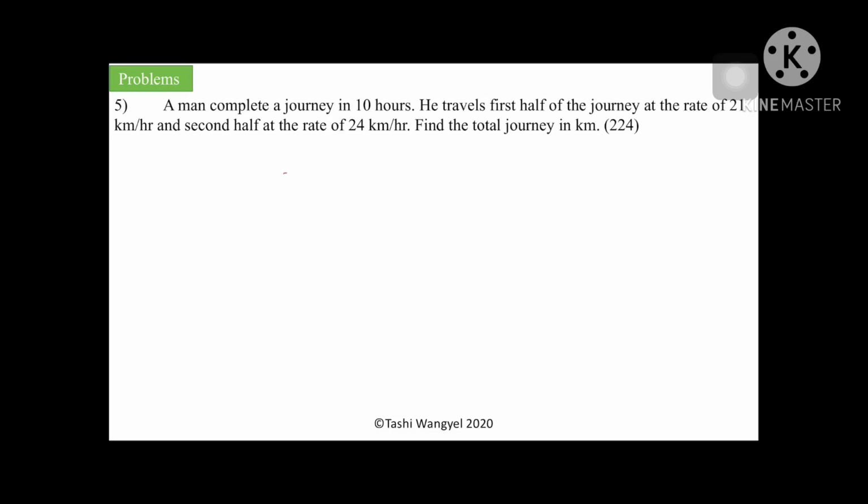The total journey has a starting point and an end point. We need to find the total journey distance, so let us define the total distance as d. He covers the total journey in a time of 10 hours.